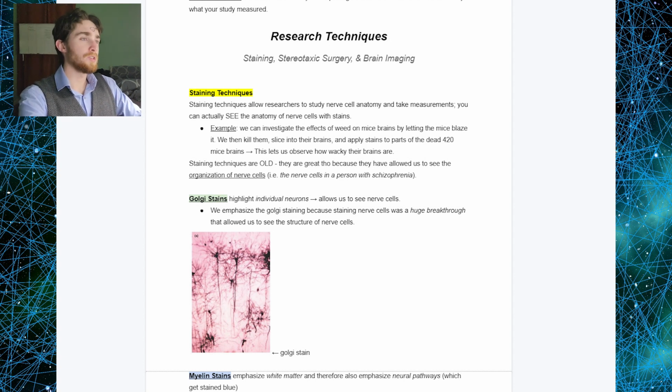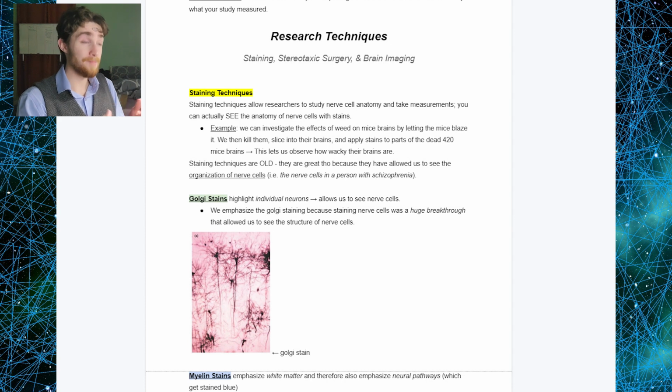So let's talk about these stains. We have the Golgi stains, the myelin stains, the Nissl stains, and there's a little thing about the c-Fos stain also that I'm going to throw in there. Focus on the Golgi stains first. Golgi stains highlight individual neurons. Golgi stains allow us to see nerve cells. We emphasize the Golgi staining because staining nerve cells was a huge breakthrough that allowed us to see the structure of nerve cells. So the shorthand for this, Golgi stains highlight individual neurons.